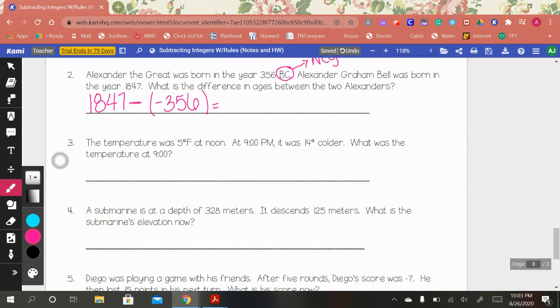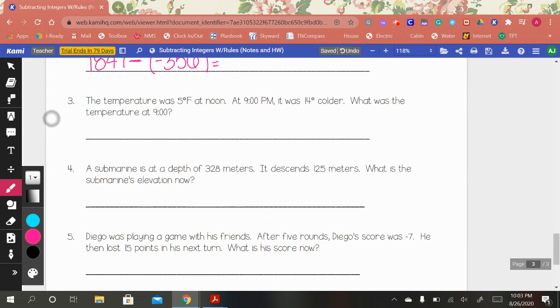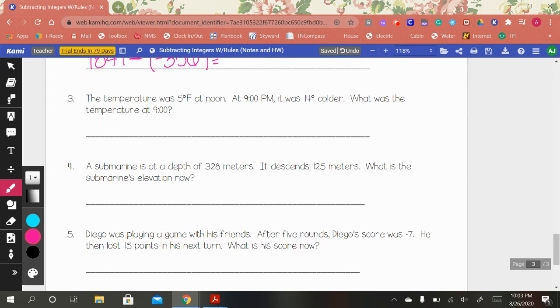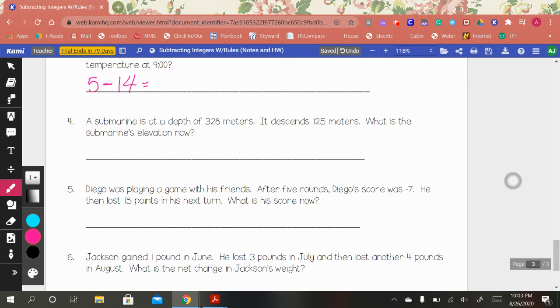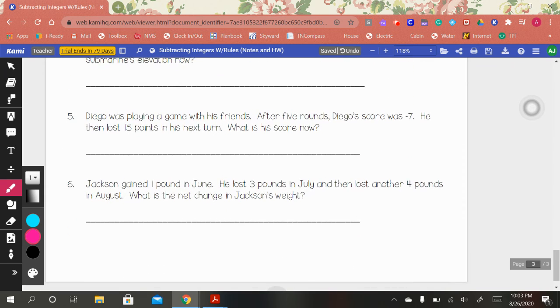The last one that I want to model and get you started on so that you have a good understanding of what you are doing is number 3. It says the temperature was 5 degrees Fahrenheit at noon. At 9 p.m., it was 14 degrees colder. What was the temperature at 9? Again, we're going to start at 5 degrees. We are getting colder, so we're going to use subtraction, and we're getting colder by 14 degrees. In order to correctly solve this, you will need to do keep, change, find a solution. You are going to do that same method for problems 4, 5, and 6.